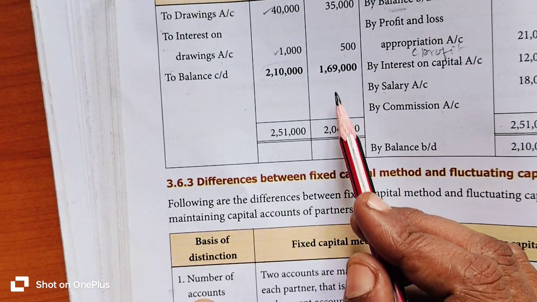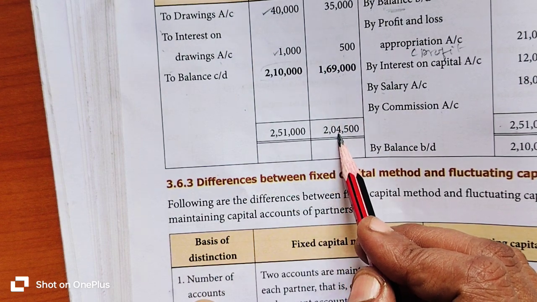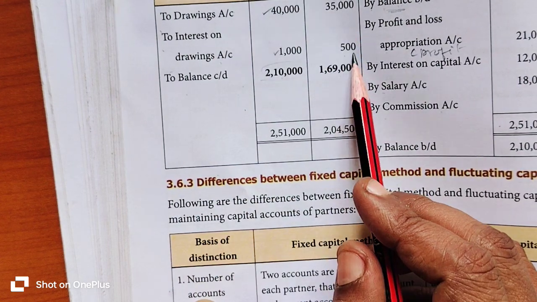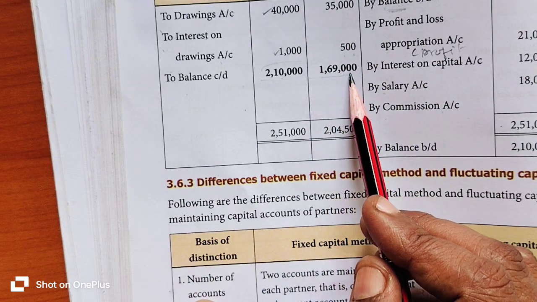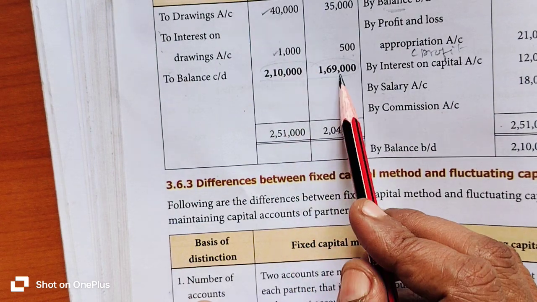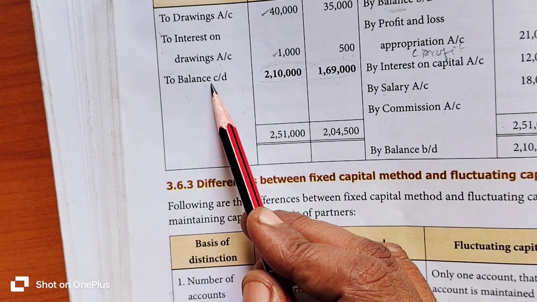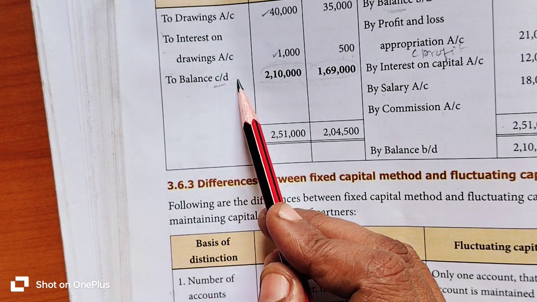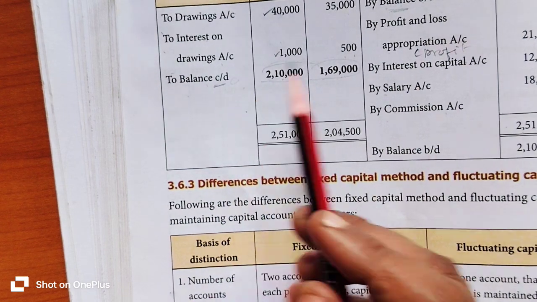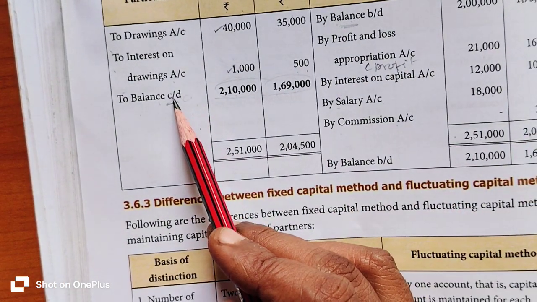We have to subtract it and find out the difference between them. So you subtract 35,500 from 2,04,500. You will get 1,69,000 rupees. This is the balancing figure for Mannan and Sevagan. Against this you write to balance carried down. This carried down means closing balance. Like a ledger account, if you get the total on debit and credit side, the balancing figure will be the closing balance.